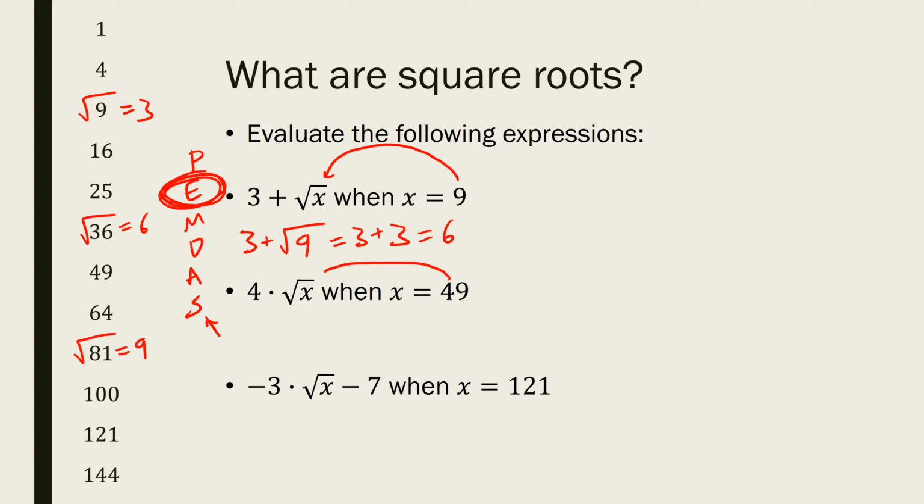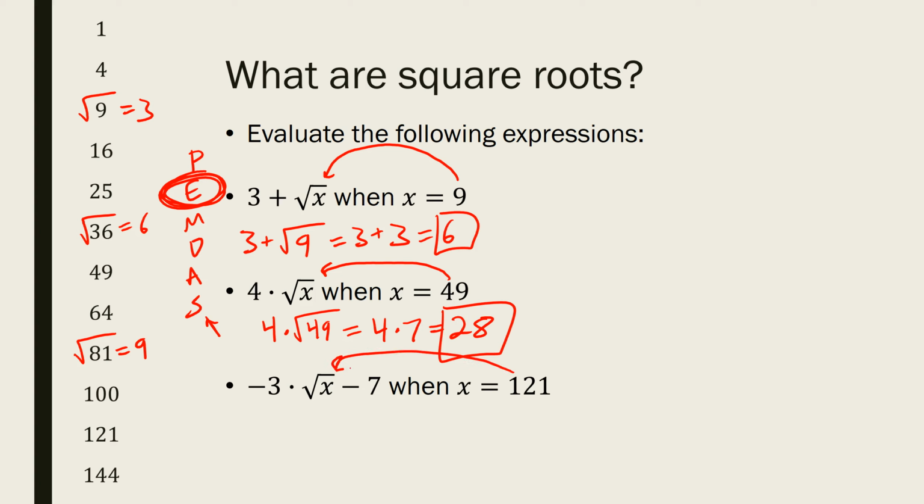Let's go a little bit faster because you guys are so good at this. 4 times the square root of 49. Let's see, the square root of 49. What number squared gives me 49? It's 7. So 4 times 7, and 4 times 7 equals 28. I should be boxing my answers because I'm a good student.